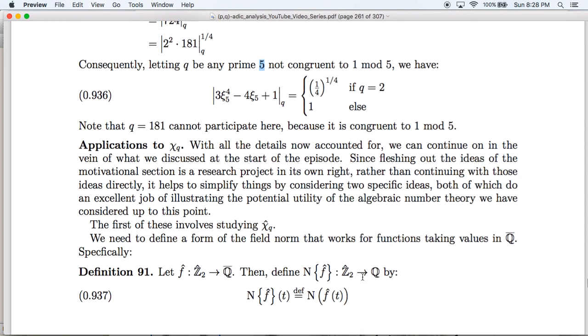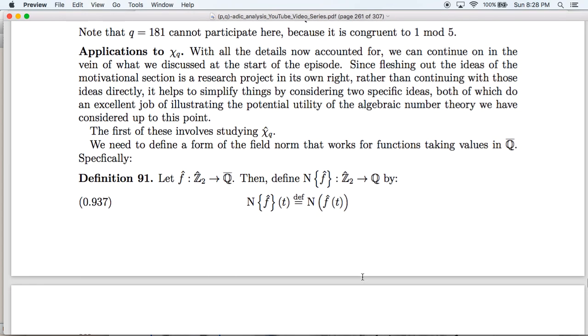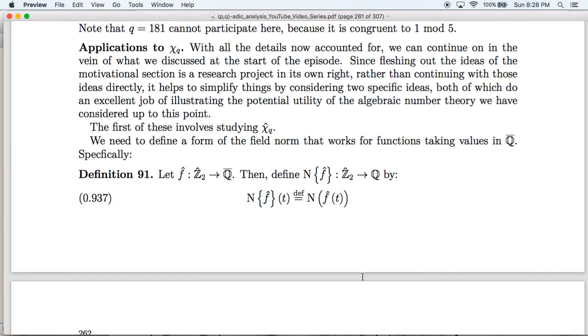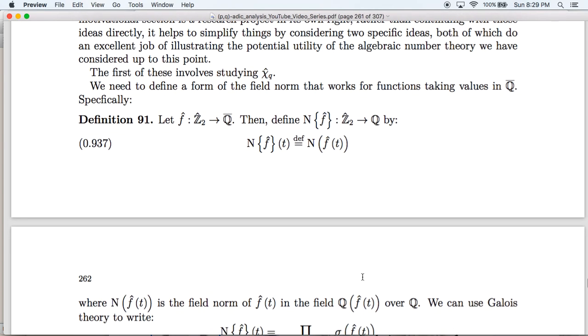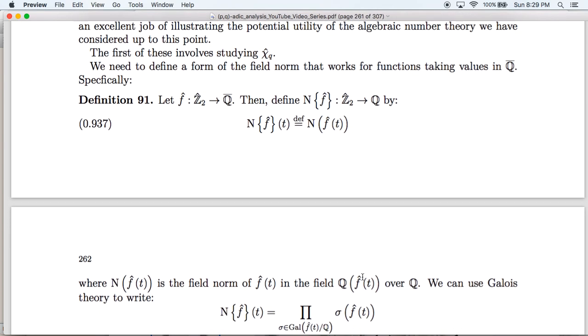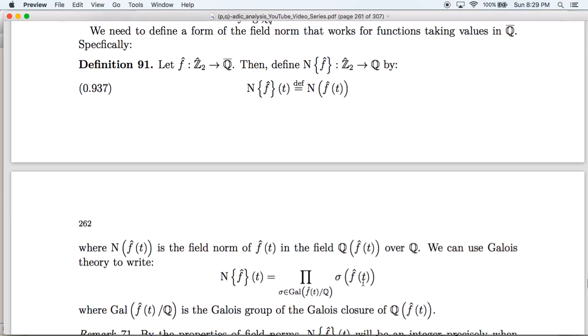Finally, we have our applications to chi-q. With all the details now accounted for, we can continue in the vein of what we were discussing at the start of the episode. Since fleshing out the ideas in the motivational section at the beginning of this episode is a research project in its own right, rather than continuing with those ideas directly, it helps to simplify things by considering one very specific idea that's really trippy, and it gets us into frame theoretic stuff that we'll be talking about in the next episode. This involves studying chi-q hat.